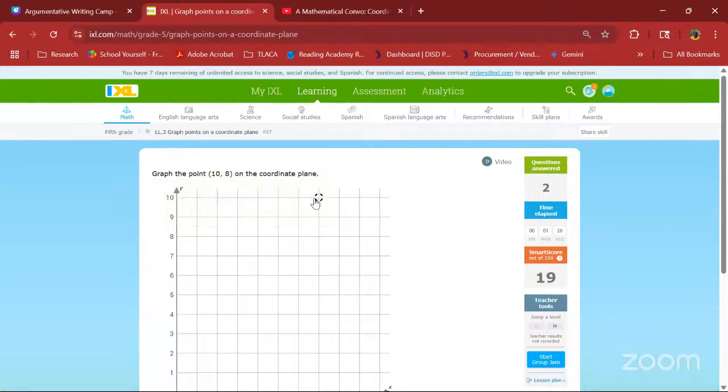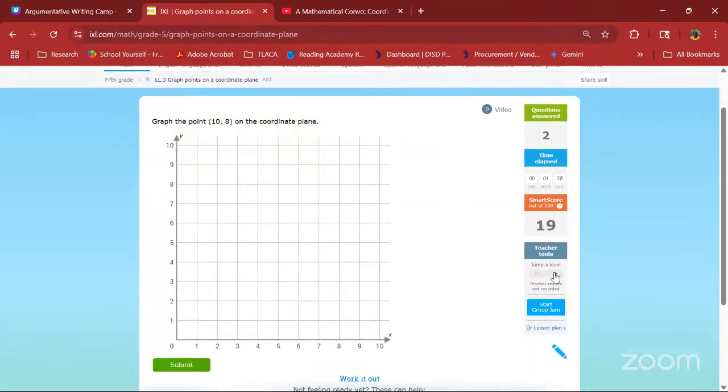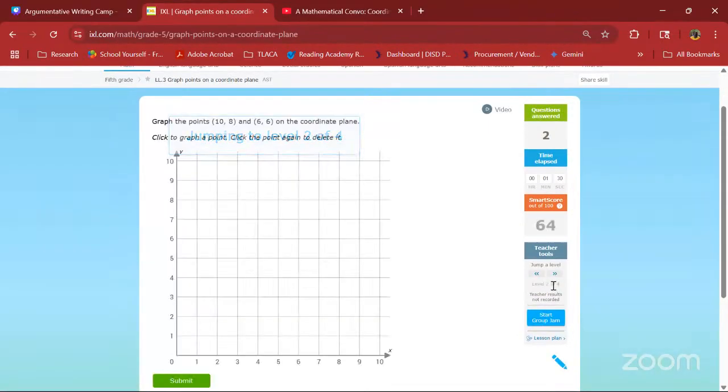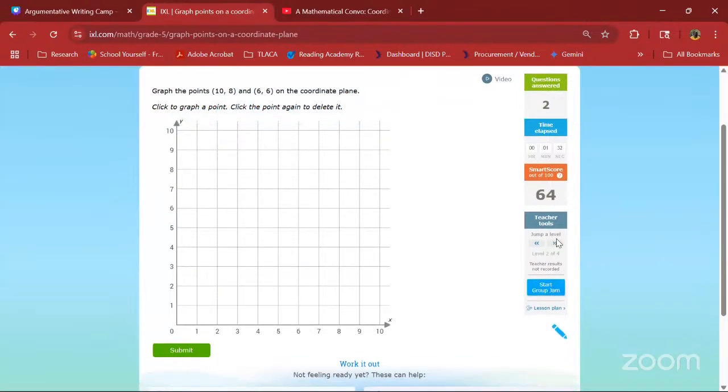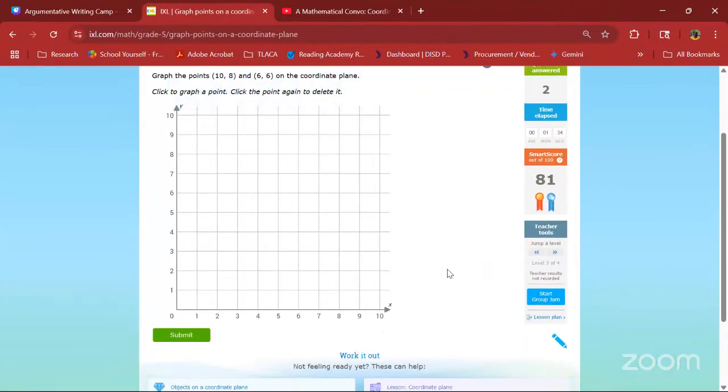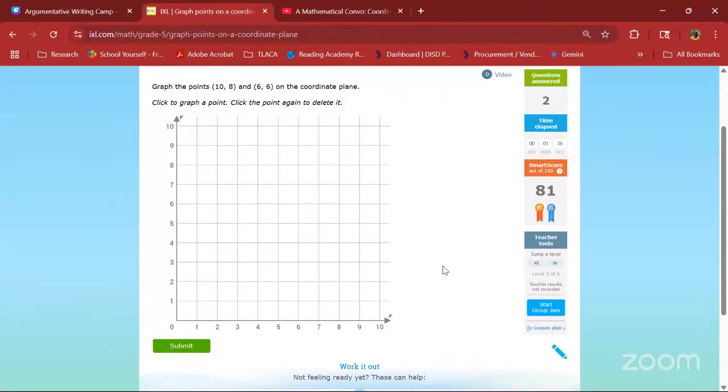Keep it up. All right, let's jump to a higher level. You ready to jump? Jump. Okay, jump again. Jump, jump. Jump again. Okay, try this one. Okay, graph the points 10 and 8 and 6. Oh my gosh. Okay, that's a little scary. Is IXL watching or what?